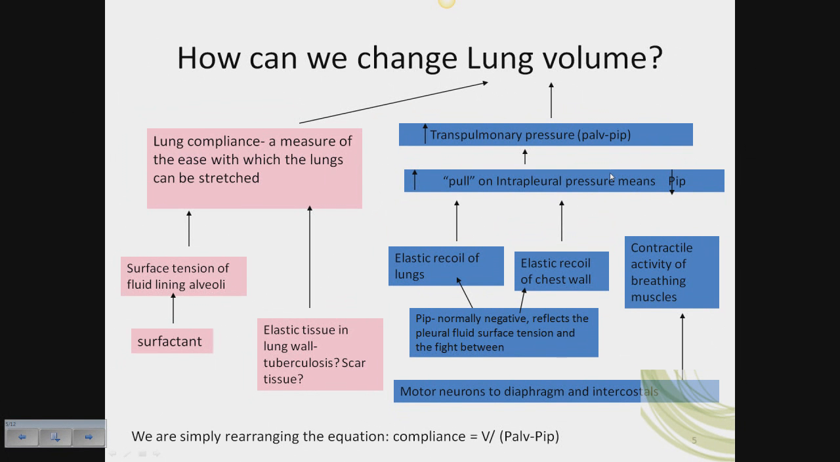All right, so let's start with compliance. Let's pick the compliance side shown here in pink. Lung compliance is a measure, as I just said, of the ease with which the lungs can be stretched. Now, what can increase lung compliance? How readily they open up? Surface tension. The fluid inside the alveoli is a watery fluid, and water has great cohesive ability, right?